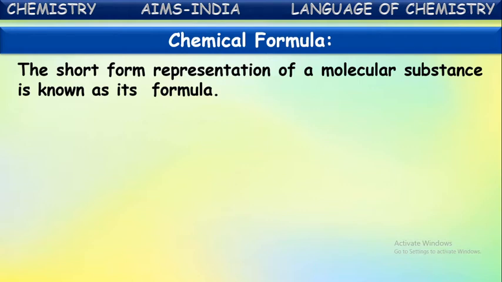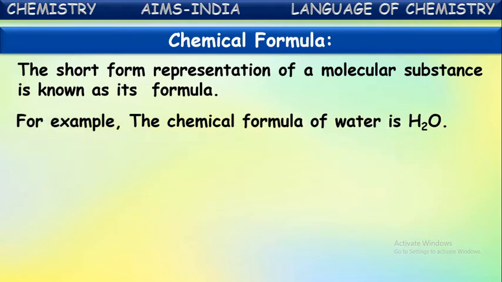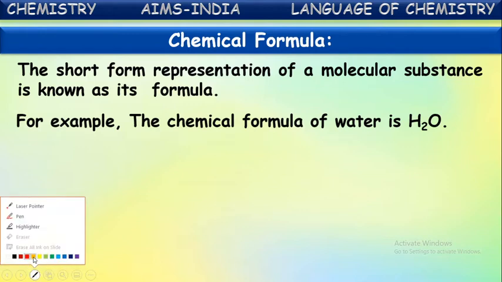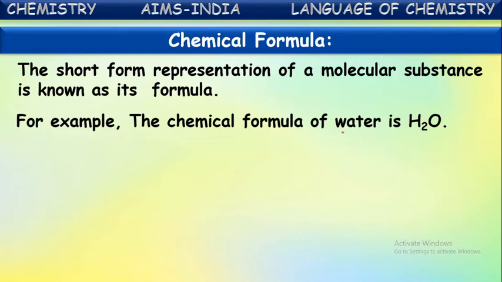The short form representation of a molecular substance is known as its formula. For example, the chemical formula of water is H2O. So this represents the shorthand representation of writing water. Instead of writing the complete name of a compound or a molecule, it can be represented with symbols. This shorthand representation of the molecule of a substance is known as its chemical formula. So this H2O represents water. Instead of writing the complete name water, we are representing it in the short way.